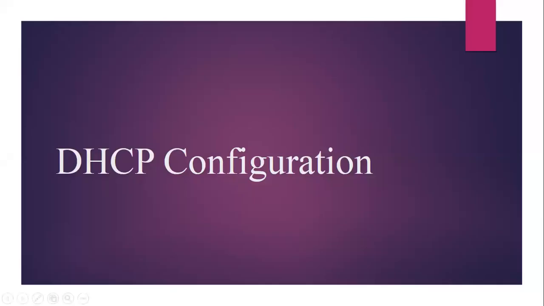In this video, we are going to learn about DHCP configuration. So what is DHCP? DHCP stands for Dynamic Host Control Protocol with port numbers 67 and 68. The main function of DHCP is to automatically assign the IP address to the client.